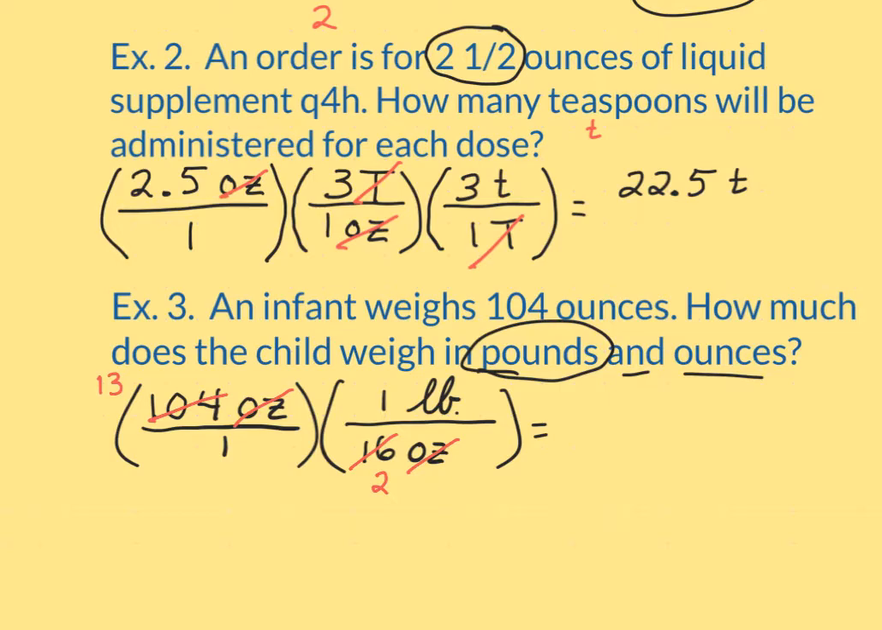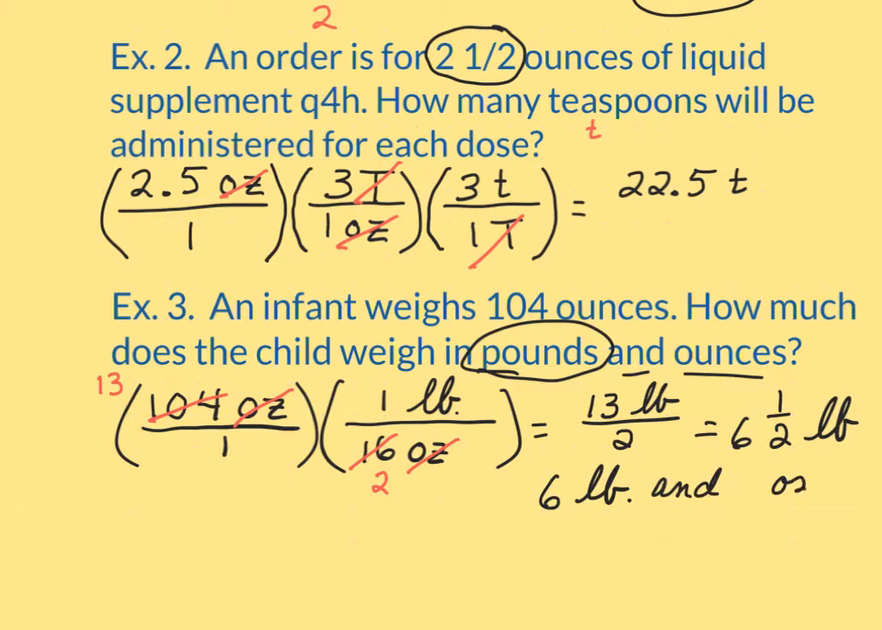Now if we multiply straight across, we get 13 pounds over 2, which would give us 6.5 pounds, except I didn't ask for the weight just in pounds. I asked for it in pounds and ounces. So we have 6 pounds, that's good, but we need some ounces weight.